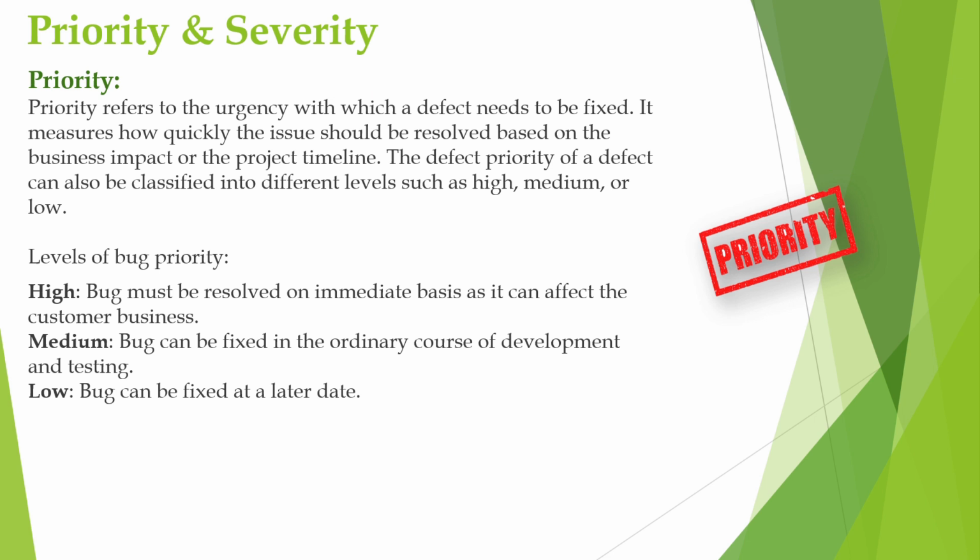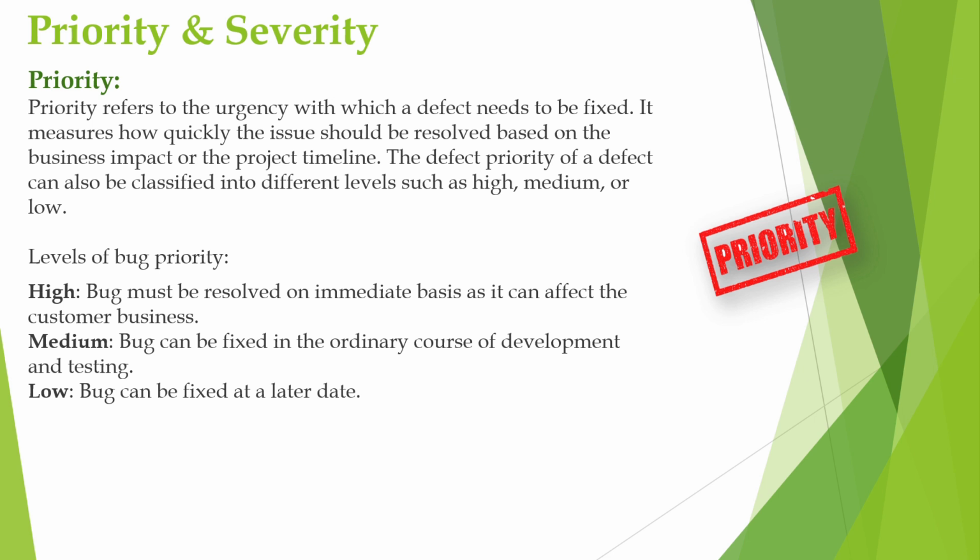Priority can be divided into three types, that is high, medium and low. First is high priority. High priority means the problems that have a major impact on the customer business and need to be fixed on an immediate basis. For example, whenever the customer clicks on the add to cart page, it goes to a blank page. Then it should be fixed on an immediate basis. Otherwise, the customer would not be able to proceed to the order.